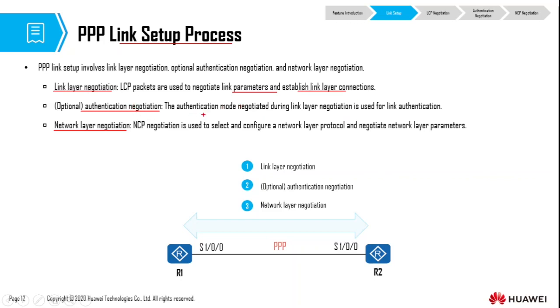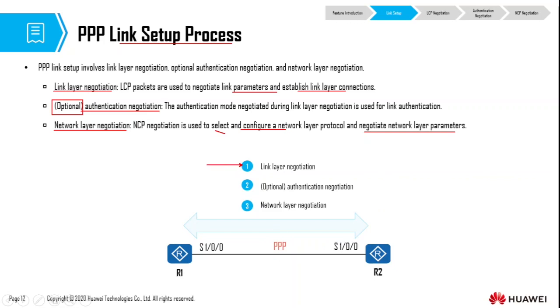Authentication will either use CHAP or PAP in order to authenticate the peer. So we're also going to see how that happens. And normally authentication is optional. Then we have the network layer negotiation. Network layer negotiation is used to select and configure network layer protocols and negotiate network layer parameters. So for PPP to be able to work, these three steps have to occur.